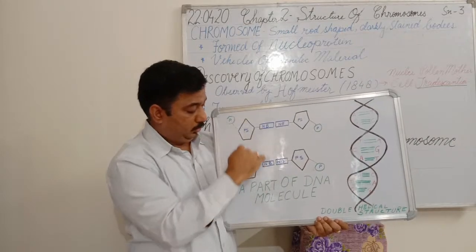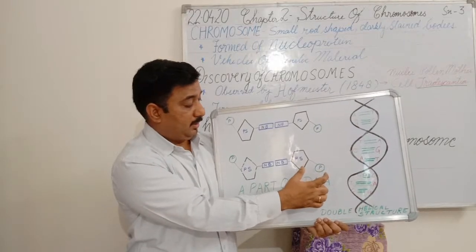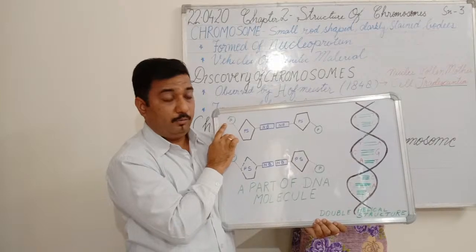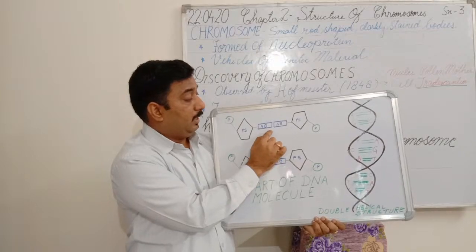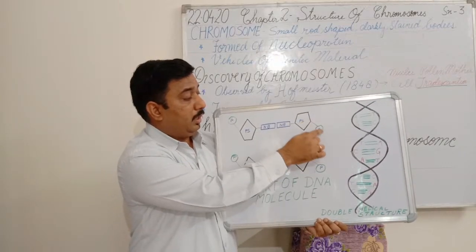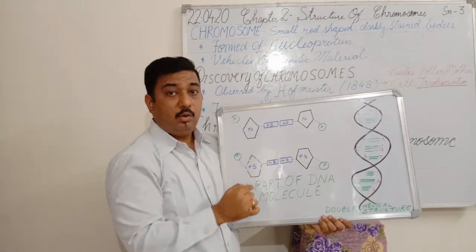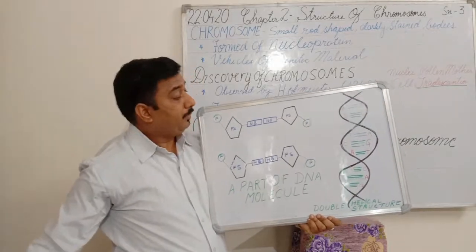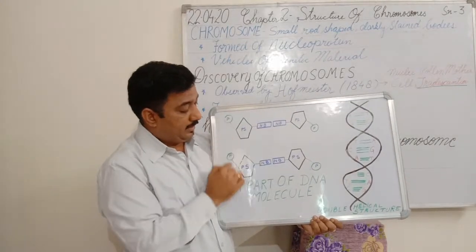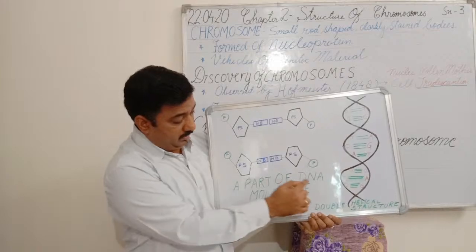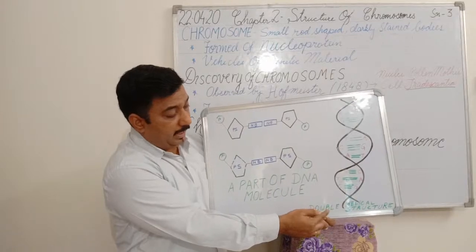You can see here the two strands which are anti-parallel to each other. First of all, it will start from a phosphate group, pentose sugar, and a nitrogenous base. Then again, the next nitrogenous base, pentose sugar, and the phosphate group. These two nitrogenous bases will join with each other with a hydrogen bond. So you can see here that I have made two nucleotides. This is a part of a DNA molecule, and here you will find the double helical structure.